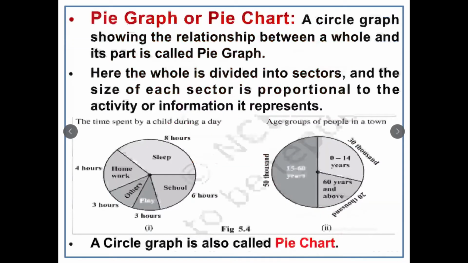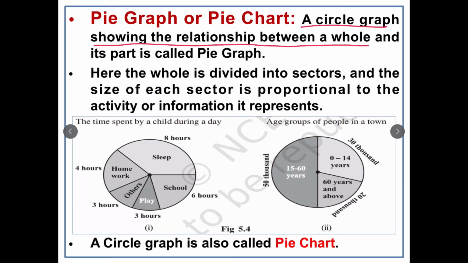Today we are going to study the pie graph, which we also call a pie chart. Simply, a pie graph or pie chart is a circle graph showing the relationship between a whole and its part. Here the whole is divided into sectors.